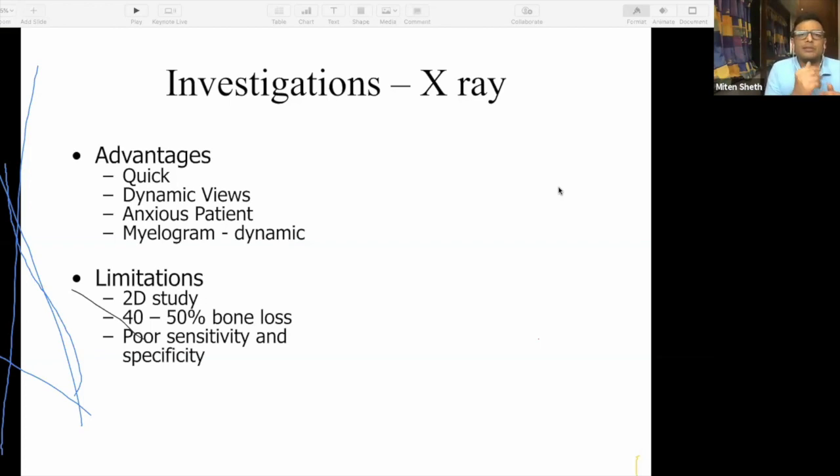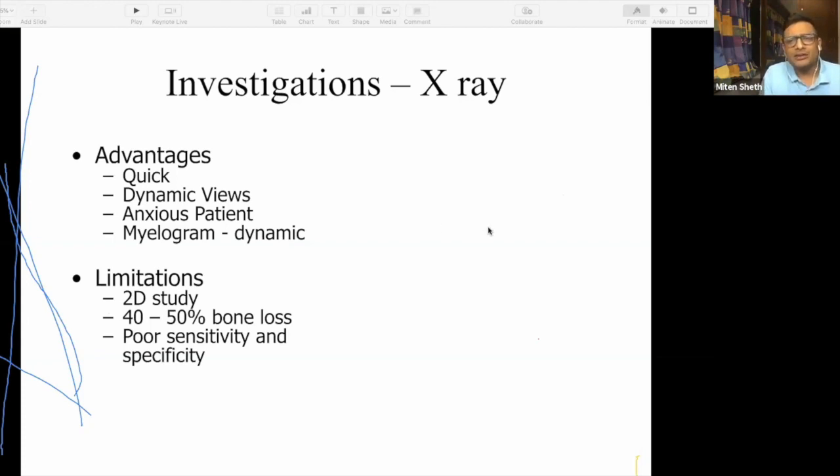Sometimes a patient might be absolutely fine when he is static, but when he's dynamic, you can see a gross thing. For example, if there's a lytic listhesis which is mobile, or if there's a fracture which has gone into non-union, the only way you can identify that is with the help of dynamic X-rays.